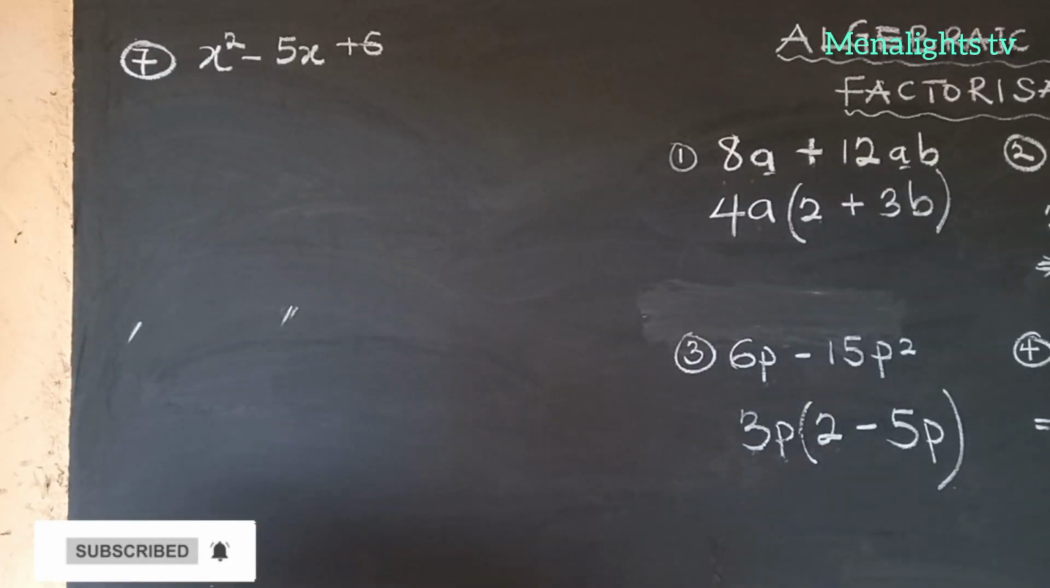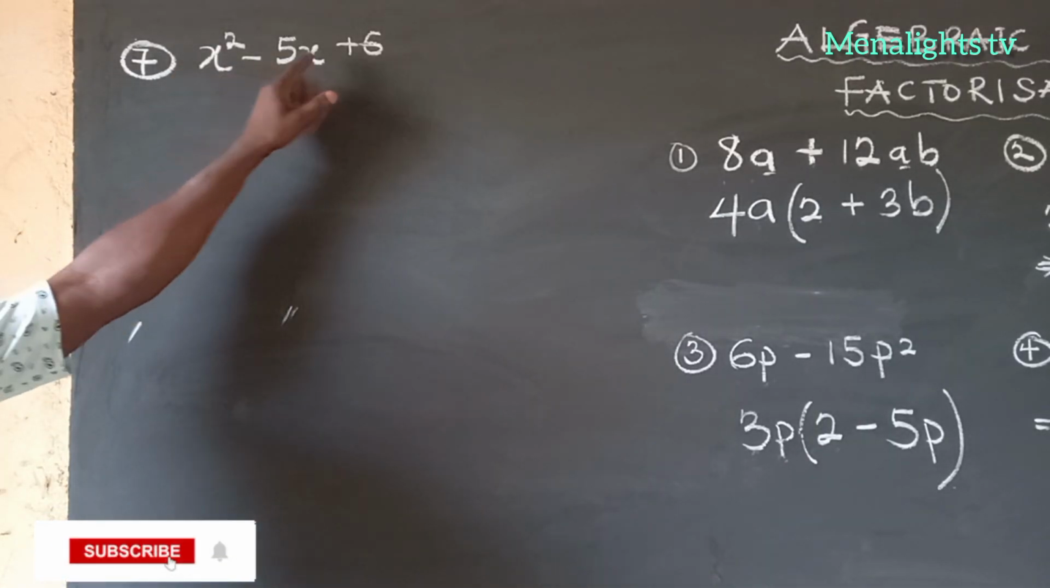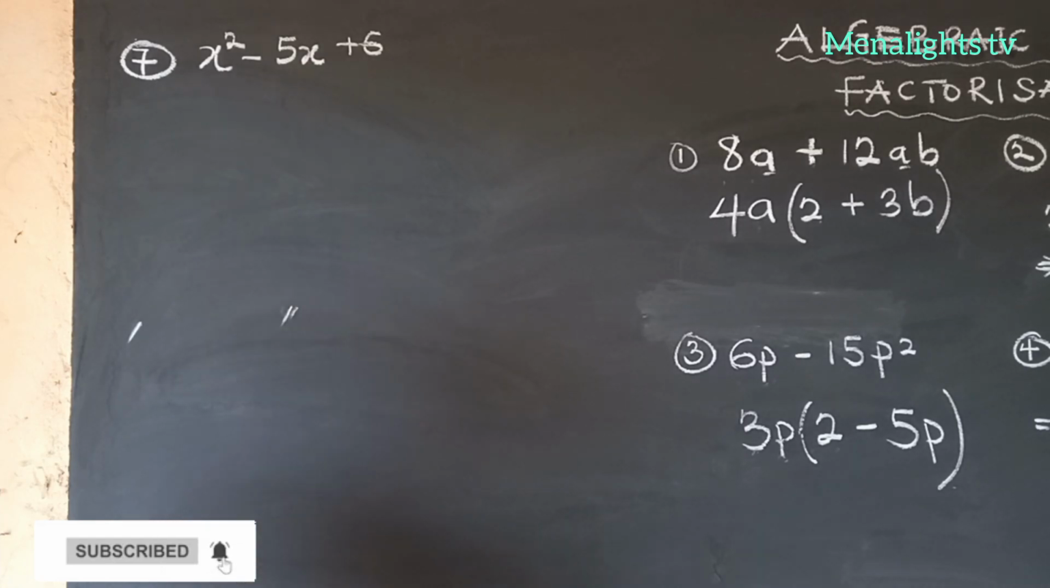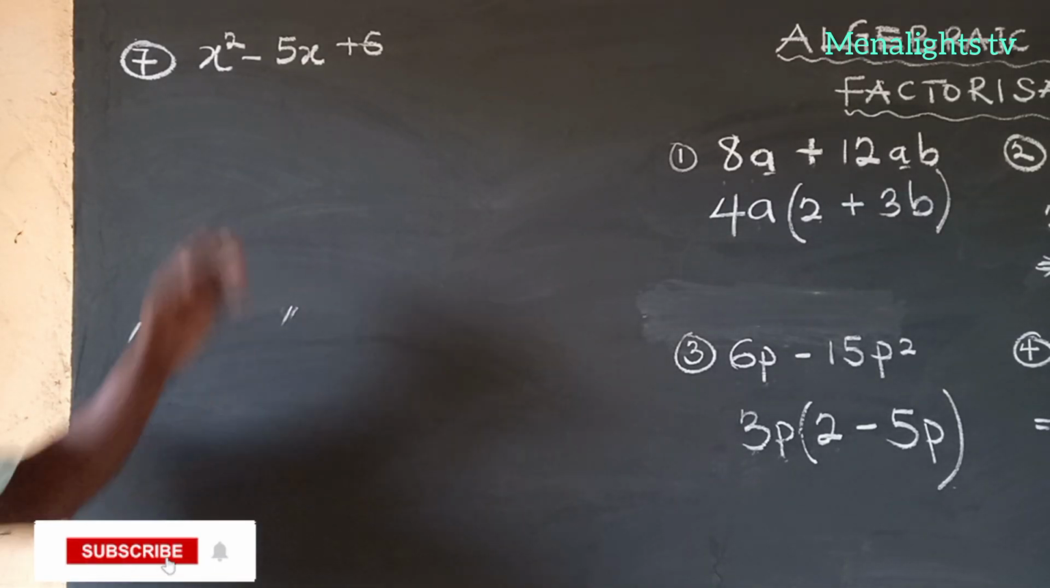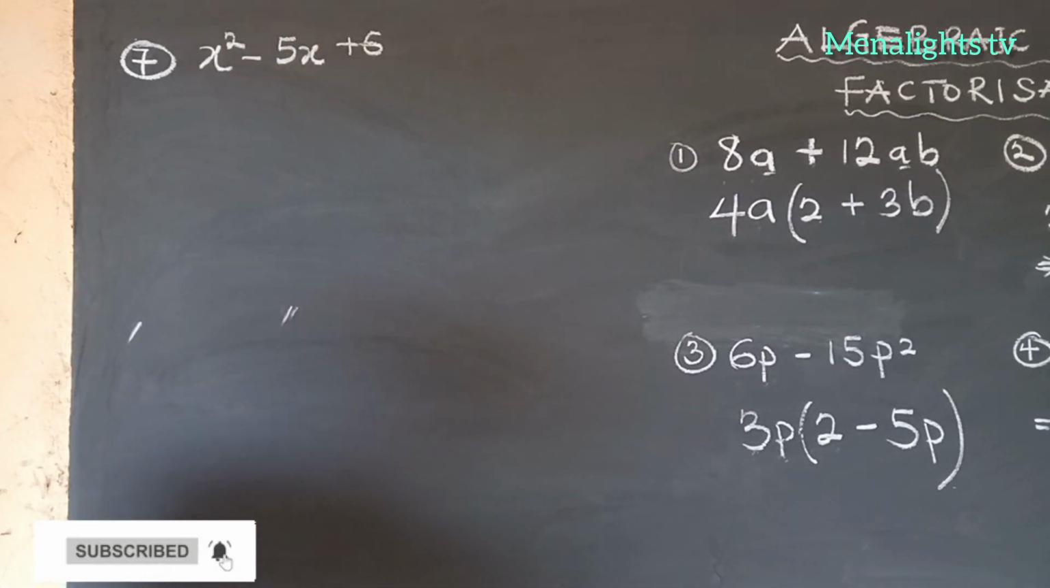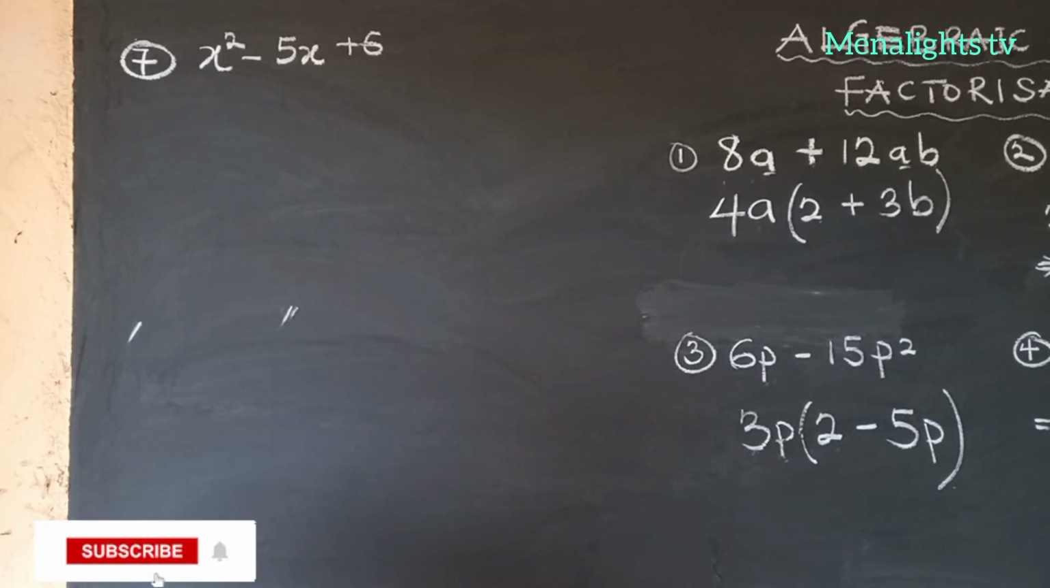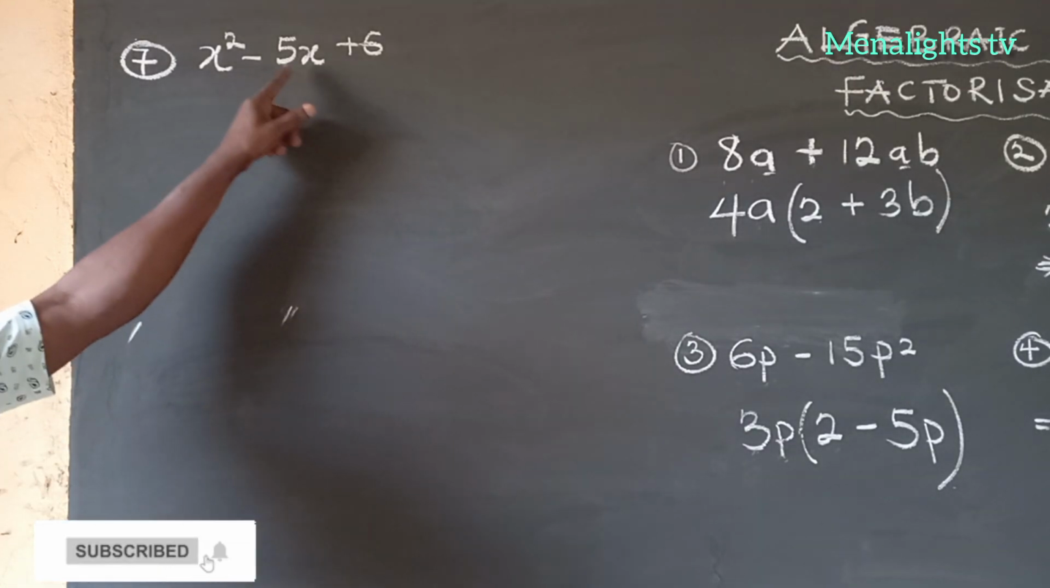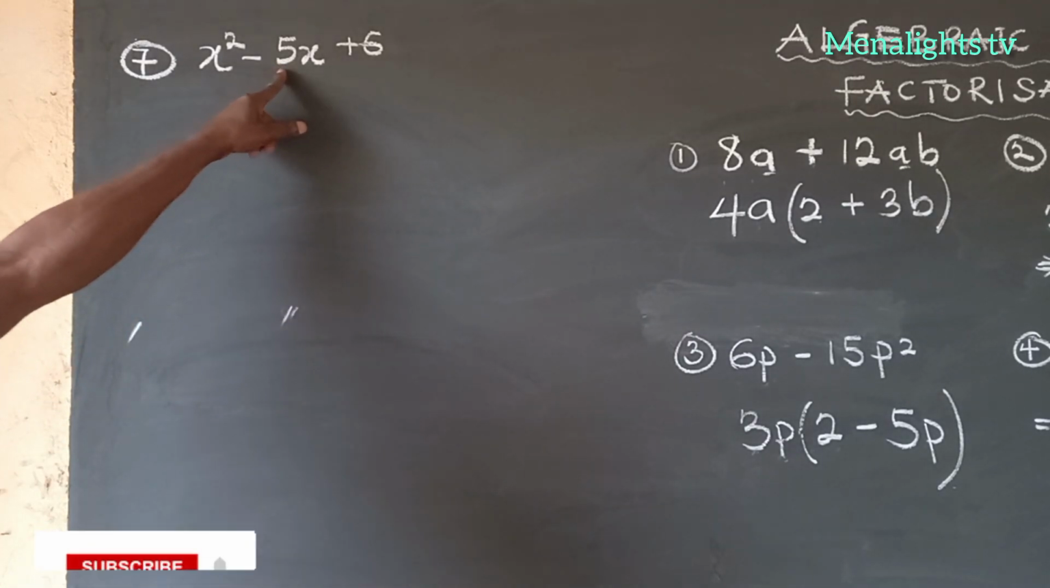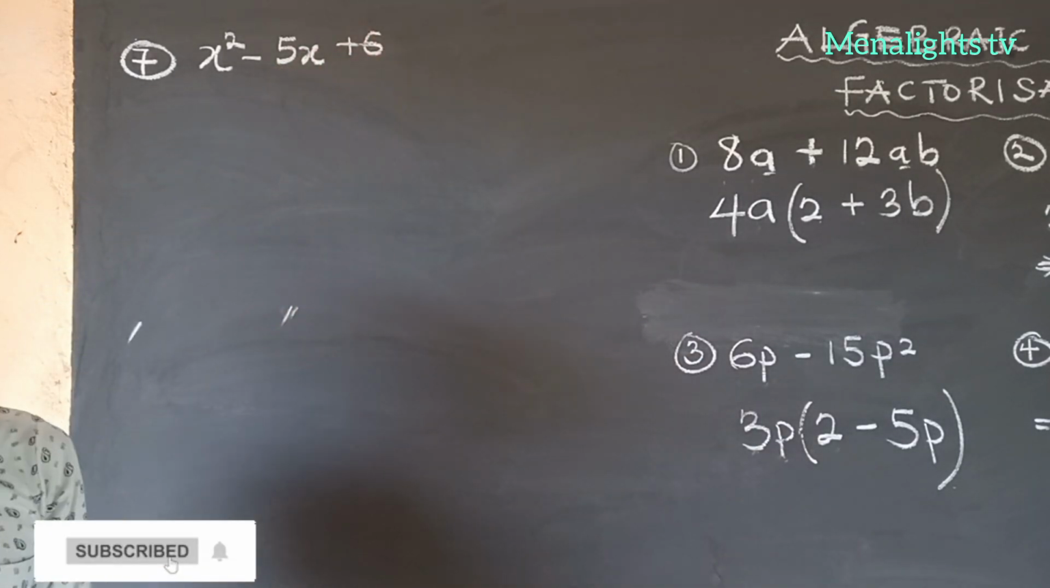So we have another question, x squared minus 5x plus 6. Now, when you look at this, this is only 3 terms. So before we can solve this, we have to make it 4 terms. So for us to make it 4 terms, we need to ask ourselves, what two numbers, if you add, you get negative 5, and when you multiply, you get positive 6.